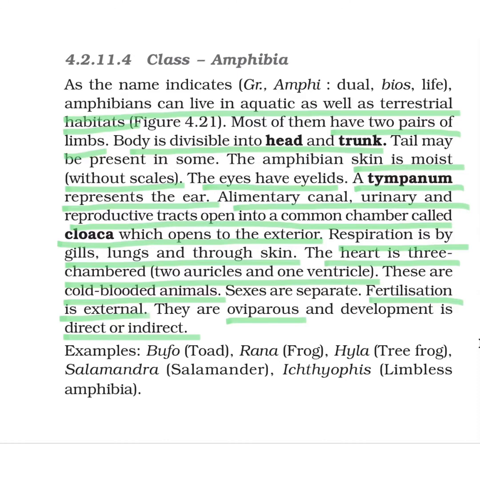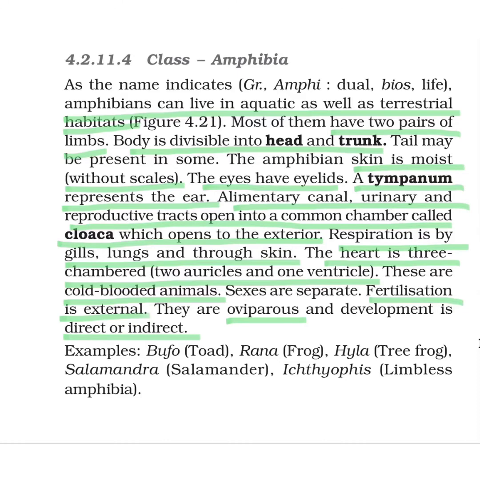Next feature we will discuss is related to the circulatory system. The heart is 3-chambered here. Lastly, we have seen in the Pisces group a 2-chambered heart was present, only 1 auricle and 1 ventricle, but here the heart is 3-chambered, that means 2 auricles and 1 ventricle. Some animals like crocodile have a 4-chambered heart, but with few exceptions, otherwise a 3-chambered heart is found.